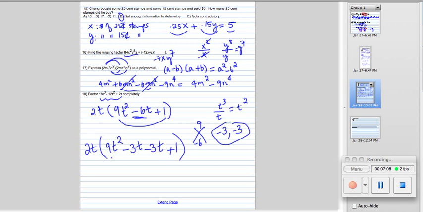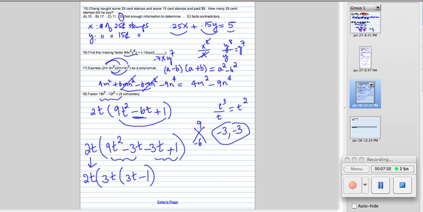So now we group these two together. Just put the 2t down there. Don't worry about that. We just carry that down. The 9t squared and minus 3t, they both have a 3t in common. We're factoring out their GCF. So we're left with 3t minus 1.